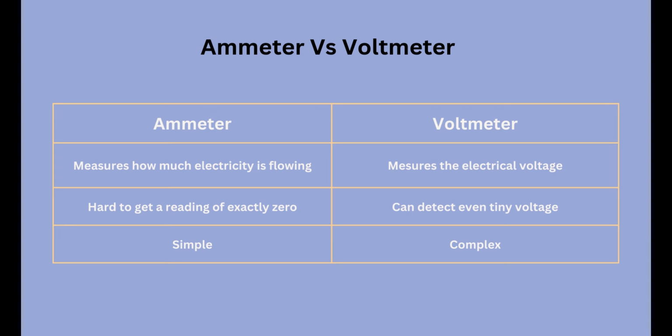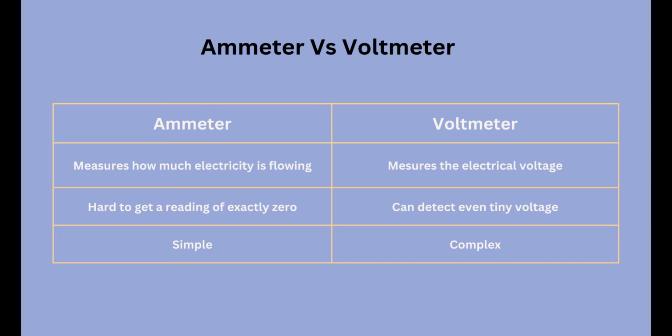It can be hard to get a reading of exactly 0, especially if there is a bit of electrical noise in the circuit. Also, modern voltmeters are better at detecting very small changes in voltage, which can help us find the balance point more accurately. Here's a quick comparison of the two.